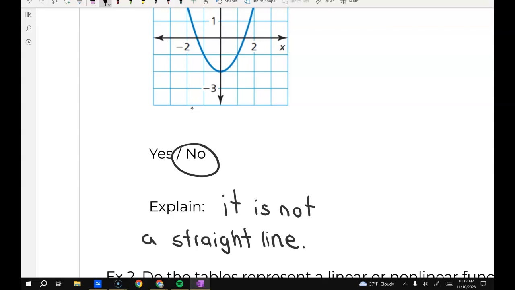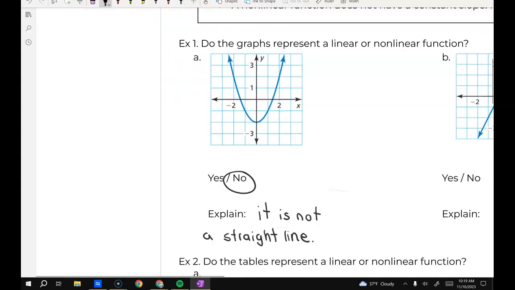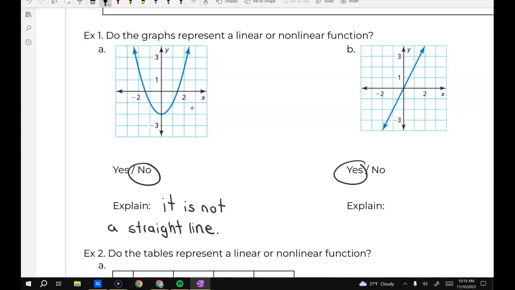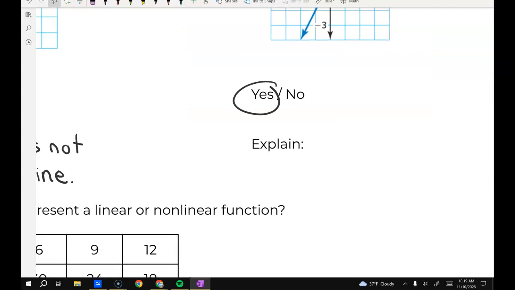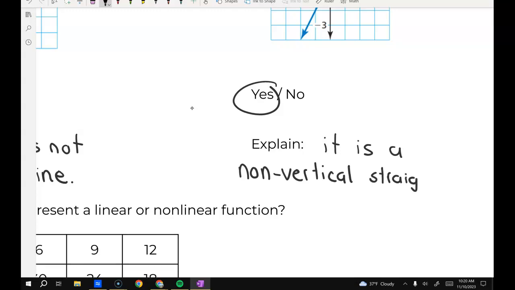So looking at the next example, the next graph, you should be able to do that now. Everybody should circle yes, and you could just change your reasoning. Well, this is a straight line, and we're just going to be a little bit more specific. We're going to say yes because it is a non-vertical straight line.